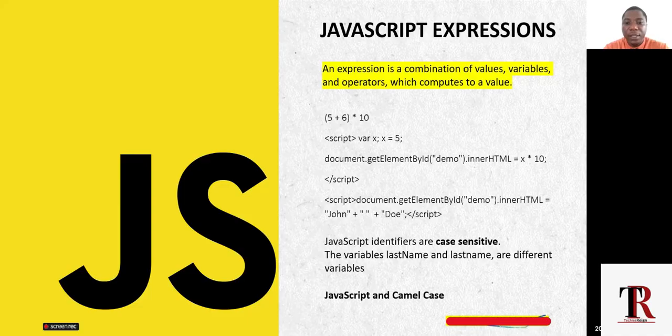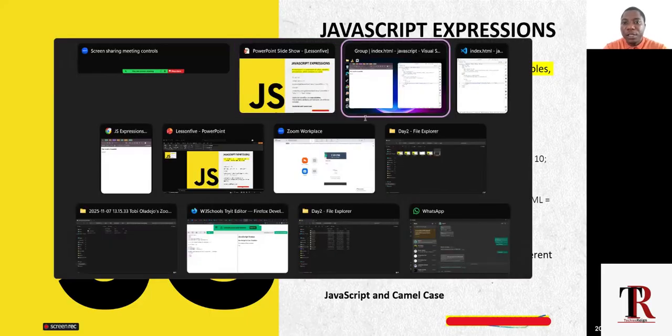So we'll be looking at JavaScript and camel case. JavaScript identifiers, like we said in the previous lessons, are case sensitive, which means that capital L is not the same as small letter l. As I have an example here, the variables lastName and lastname are different variables. So let's take a look at what this means in JavaScript.